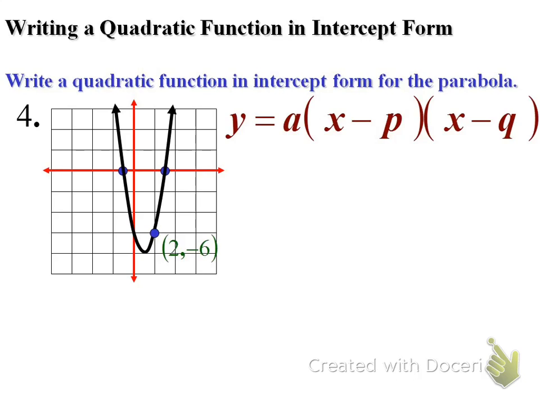Whenever you plug it in, remember the signs are going to change. So your intercept at negative 1 gives you a plus 1. Your intercept at positive 3 keeps it a negative 3. Now, what do I plug in for y? Negative 6. What about the x? 2.